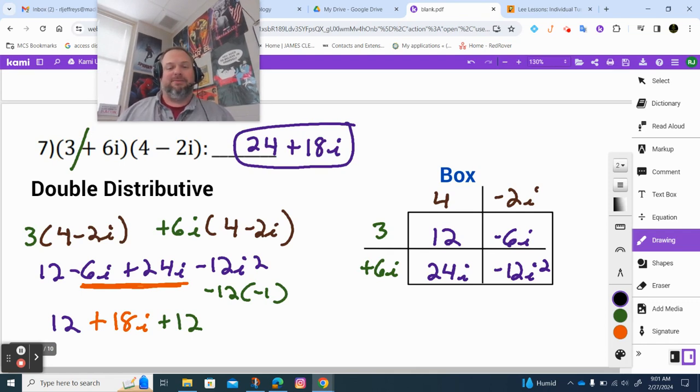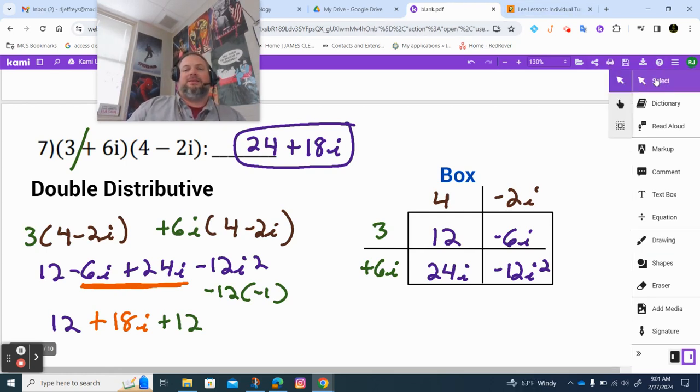Okay, I'm glad everybody's awake. So awesome. All right. Good news is we got another review day tomorrow. Now, should you copy down both double distributive and box method? Copy down the one you like.